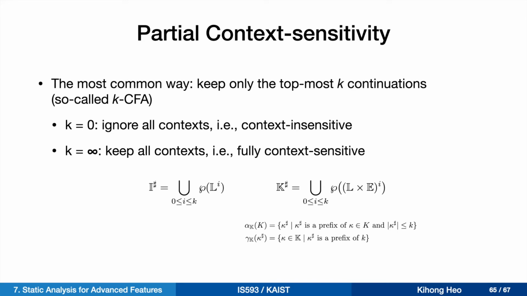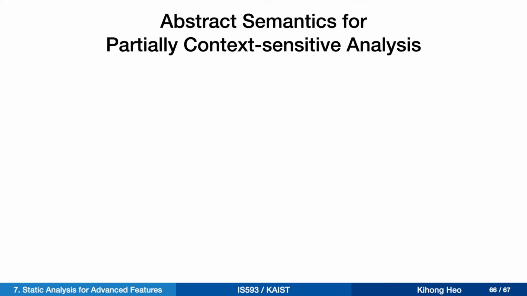And their finite combination also finitely many. Okay, the concretization function makes a potentially infinite set of concrete continuations, and the prefix of all of them is the abstract continuation.